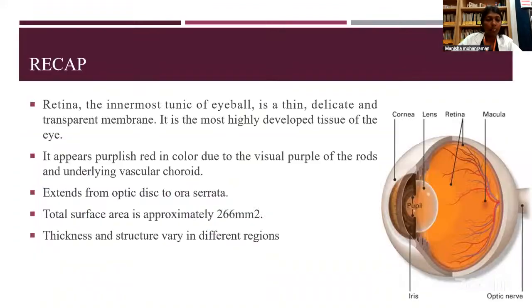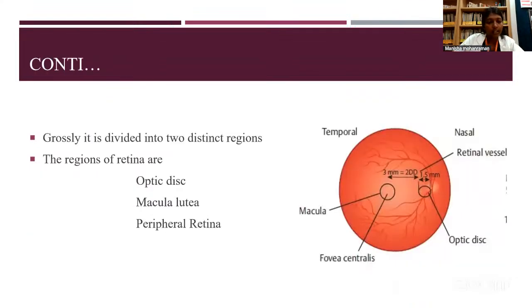Good afternoon, everyone. Today, we are going to see about diseases of the retina. Let's have a quick recap on anatomy of the retina. The retina is the innermost tunic of the eyeball. It is a thin, delicate, and transparent membrane. It is the most highly developed tissue of the eye. It appears purplish red in color due to the visual purple of the rods and the underlying vascular choroid. The retina extends from the optic disc to the ora serrata. The total surface area is approximately 266 mm square. The thickness and structures vary in different regions. The retina is grossly divided into three distinct areas: optic disc, macula lutea, and peripheral retina.